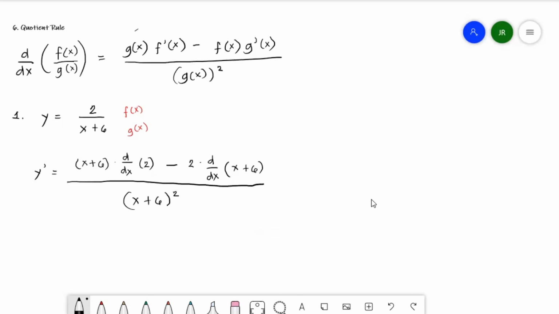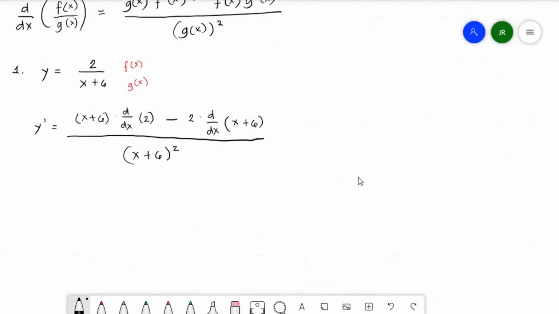Okay? And then next, kunin ang derivative ng mga kailangan kunin. So, x plus 6 copy, since di mo naman siya kailangan kunin, then multiply by the derivative of 2. Again, derivative of a constant is equal to 0. Then minus, copy mo si 2 ulit. Ayan, copy si 2. Then multiply by the derivative of x plus 6.